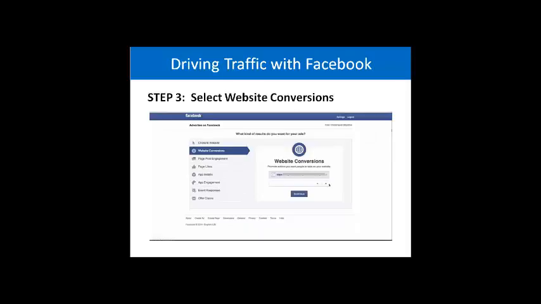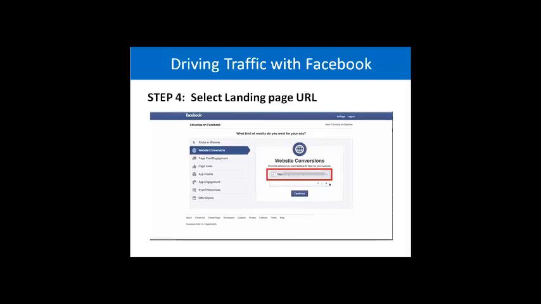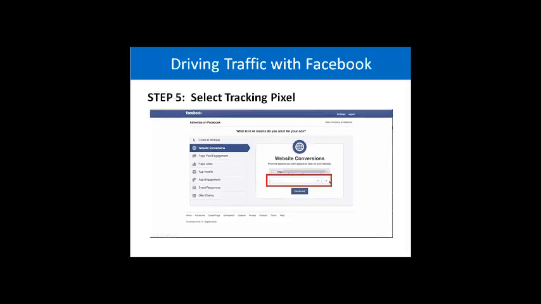And the next thing is to select, for this purpose, because we're going to be testing out what's working, we want to select website conversions from the options within the Facebook Power Editor. And the next step is to select a landing page URL, because this is what we're really going to be measuring, how many people actually convert to get to that landing page URL. And then select the tracking pixel, which is what we were just talking about.